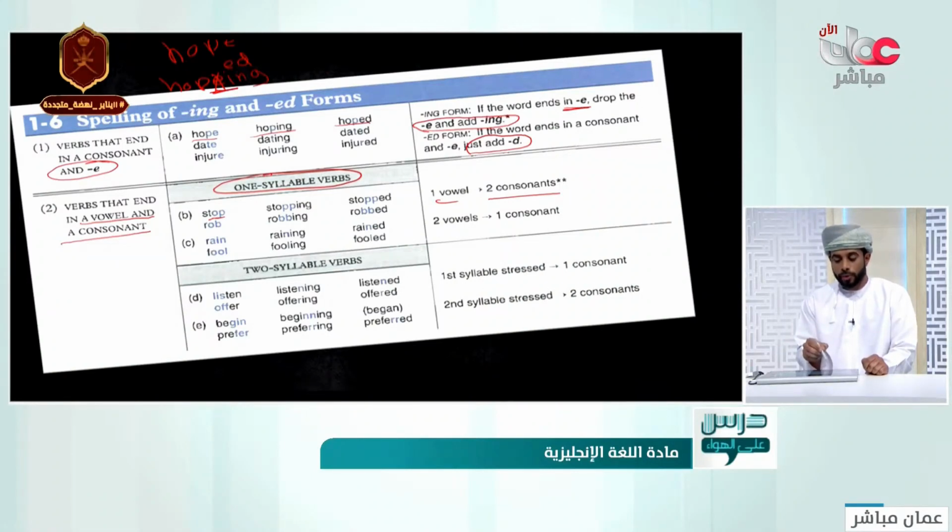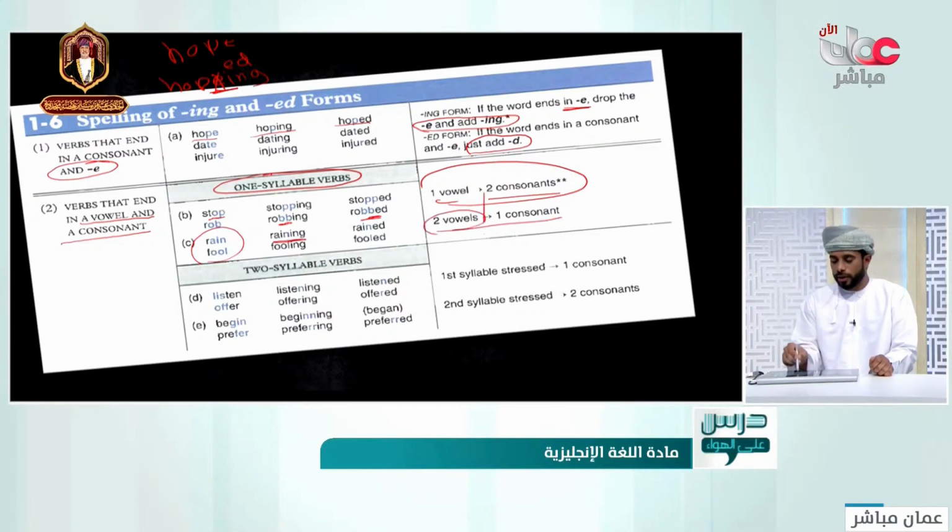Okay? Rob, robbing and robbed. Like this one, as you can see in here, they doubled the consonant. Why? Because it is a one syllable verb, and it ends with a vowel and a consonant. There is a vowel there. It ends with a vowel, then a consonant, and it is one syllable. So we double them. What if there are two vowels, like in here, it is one syllable, but they have two vowels and a consonant, like this one. What should we do? We don't double the consonant.